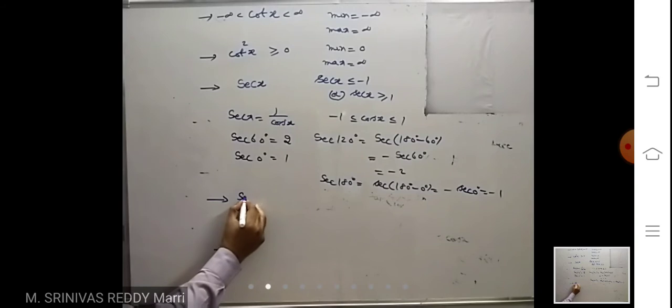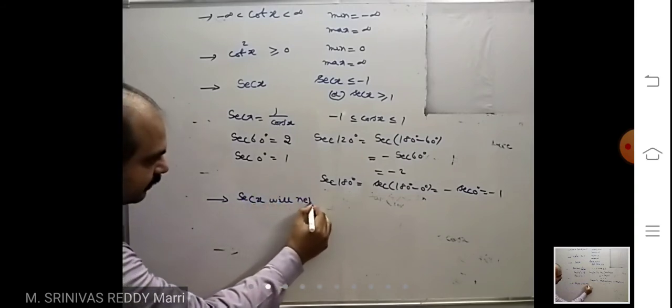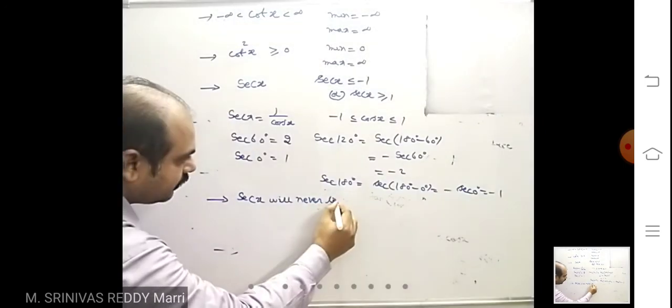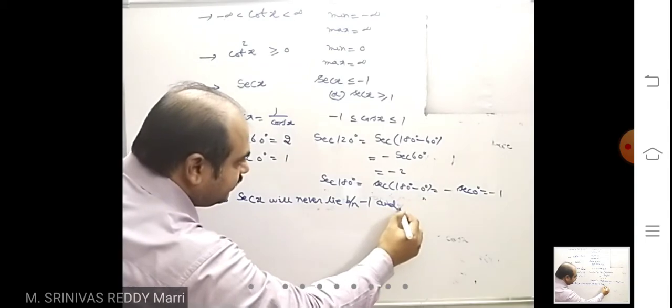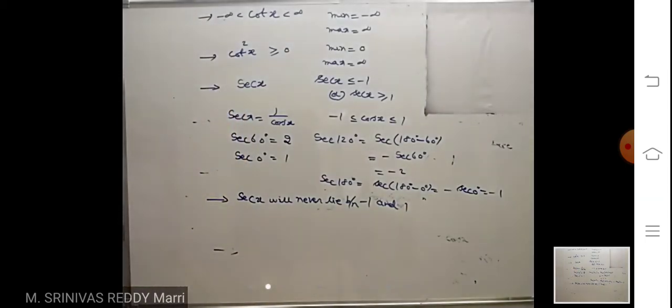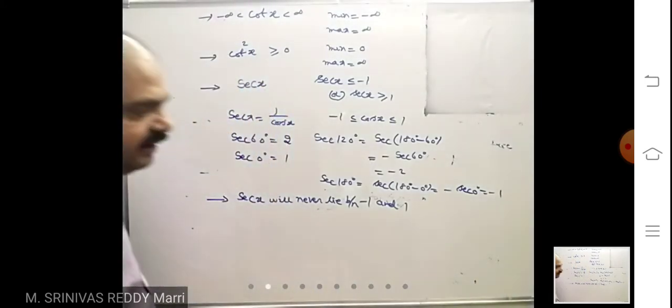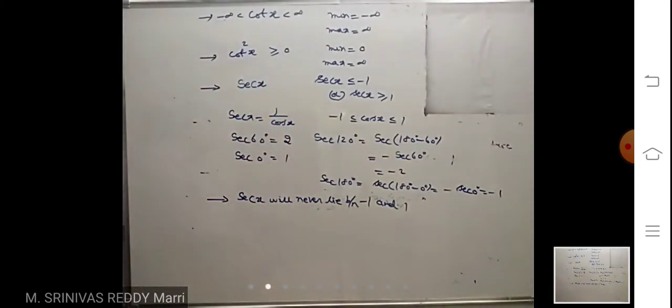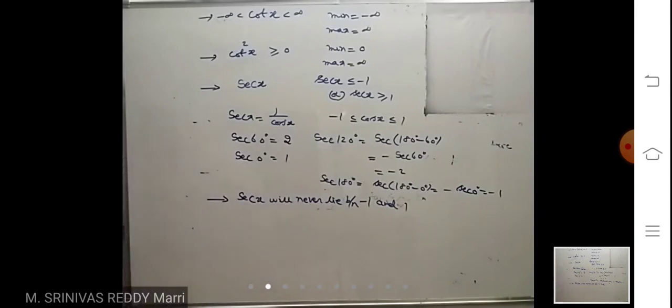Next point is secant x will never lie between minus 1 and 1. As cos x is lying between minus 1 and 1, and secant x is its reciprocal, it will never get a value between minus 1 and 1.